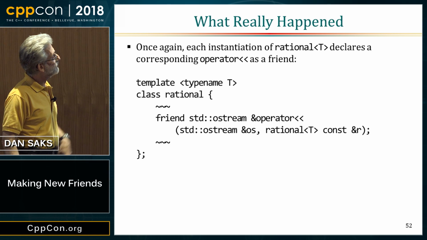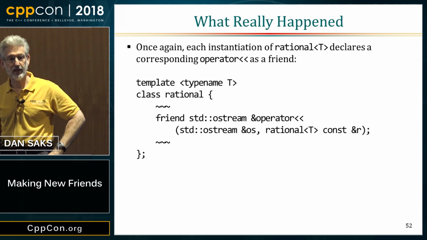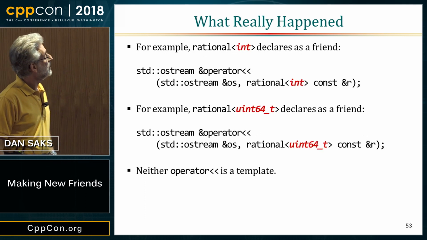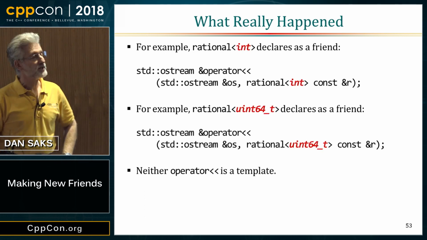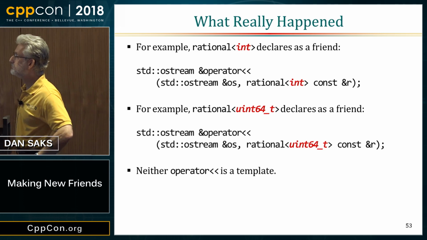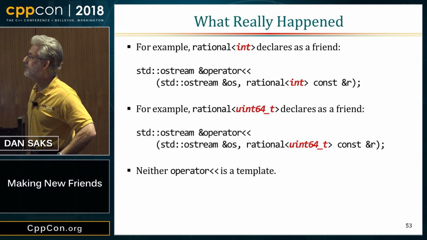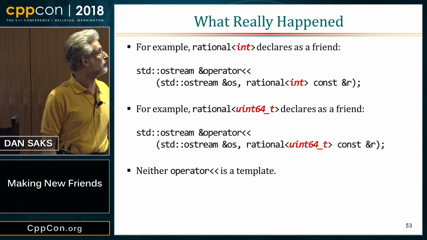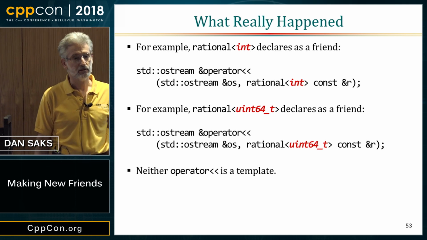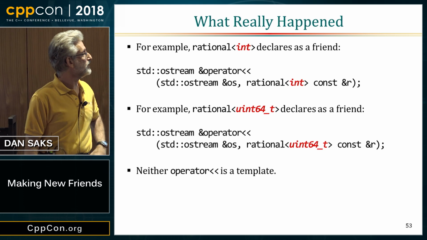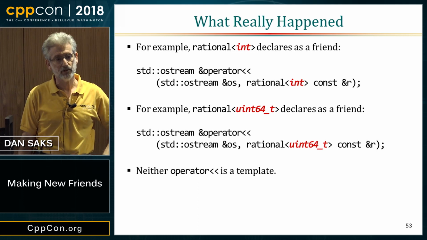So what happened was that the friend output operator right there was not a template. It was granting friendship to a function that wasn't defined. To be more explicit about it, if you were to instantiate rational with type int, then that class template instantiation would be granting friendship to an output operator that takes a rational<int>. And again, if you instantiate it with uint64_t, it grants friendship to that. But neither of those output operators is a template.